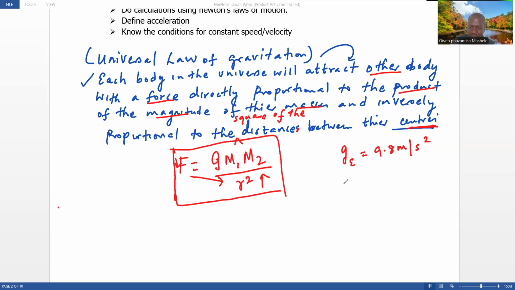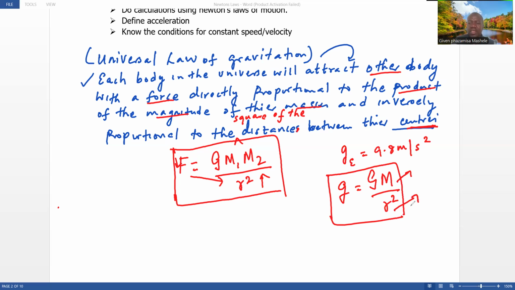Because we use the formula g equals the gravitational constant multiplied by the mass of the planet divided by the square of the distance. So that's why if we multiply here by the mass of Earth and the radius of Earth and also the gravitational constant, it will give us roughly 9.8. So you see that different planets have different gravitational acceleration.